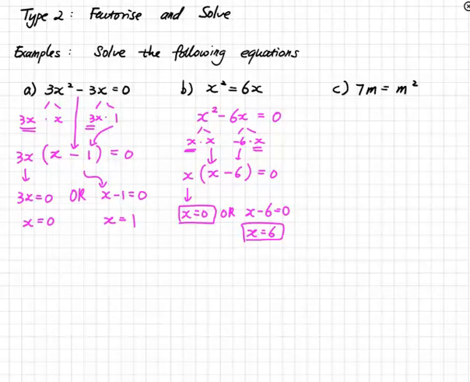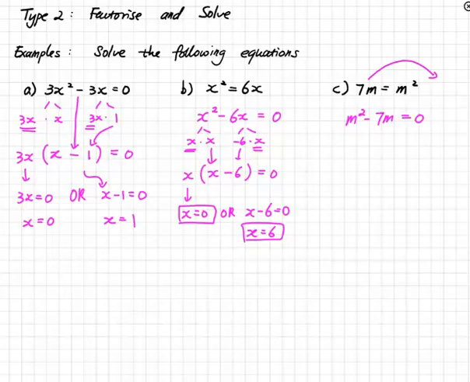Now let's have a look at question C. Feel free to pause the video anytime to try the question by yourself. Now question C, I have m squared and I have 7m. The highest power is squared, so that means this is quadratic. So what I'm going to do is I want to make sure that one side is 0. So I'm going to bring this to the other side. So that will give me m squared minus 7m. The whole thing will equal to 0.